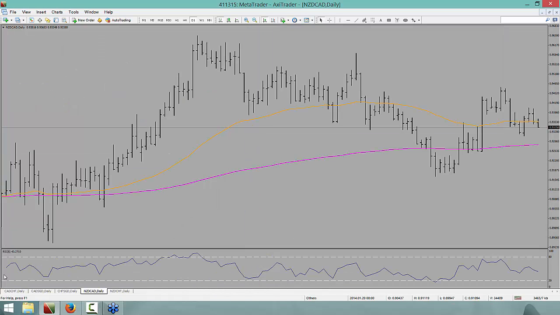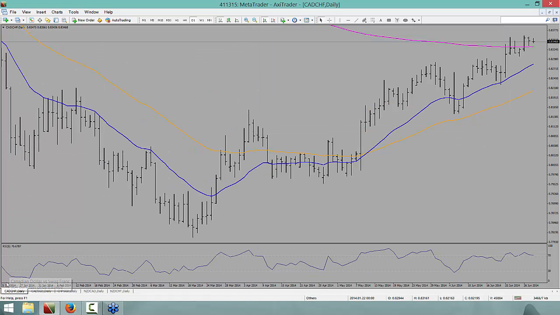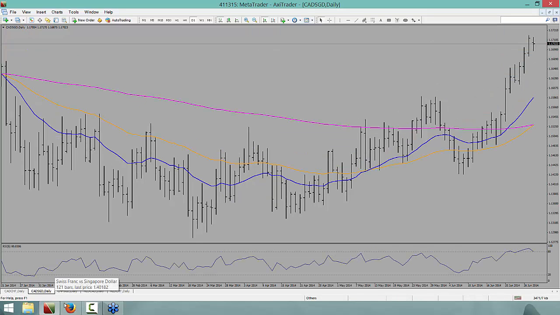Looking at others, the others we've got the CAD Swiss inside bar. This is like the euro CAD. No real divergence yet. Still sort of moseying along. No entry opportunity.